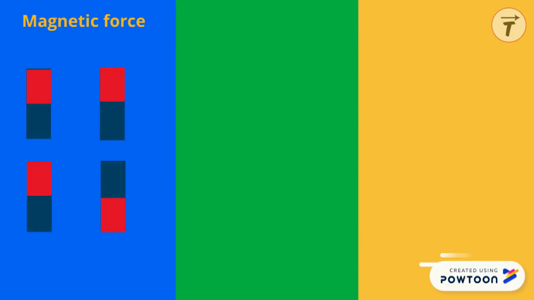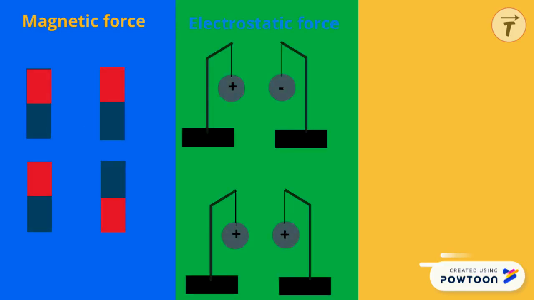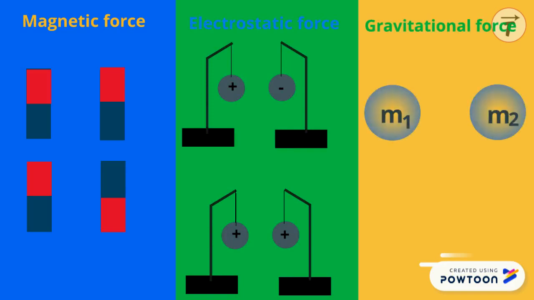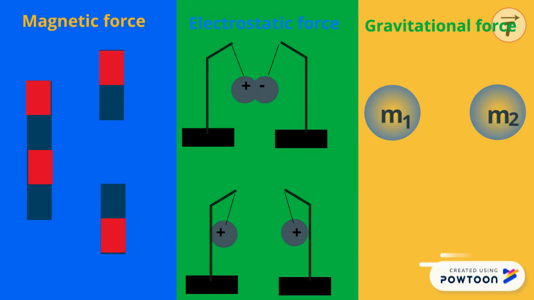Magnets have two different poles. Charges could be positive or negative. Masses don't have two types. This is the reason behind the existence of attraction and repulsion in both the magnetic and electrostatic forces, while the gravitational force is always an attractive force.